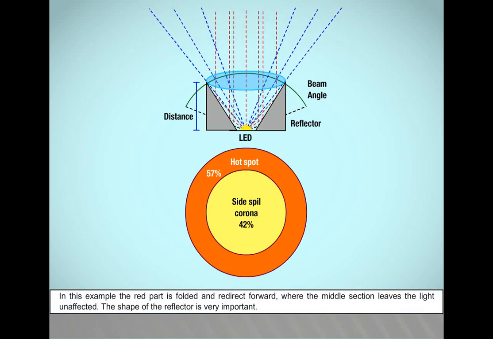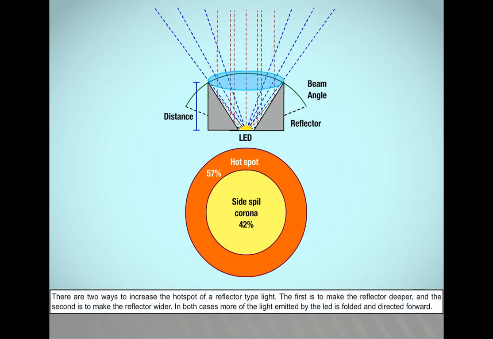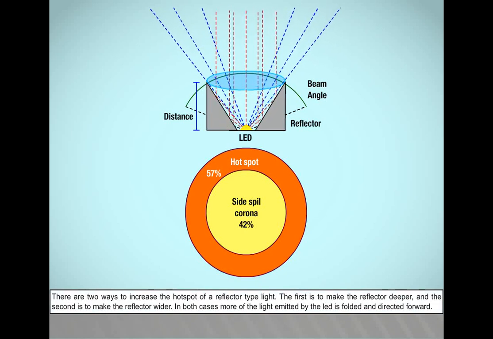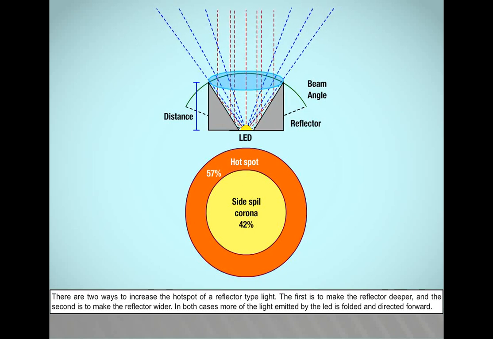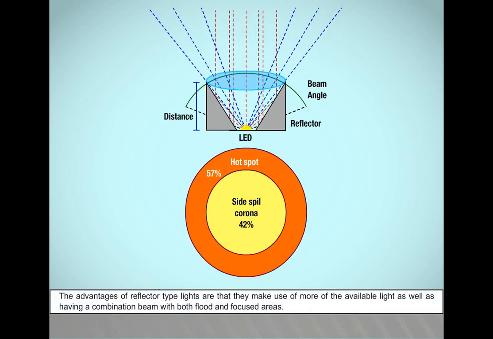The shape of the reflector is very important. There are two ways to increase the hot spot of the reflector type light. The first is to make the reflector deeper, and the second is to make the reflector wider. In both cases, more of the light emitted by the LED is folded and directed forward. The advantages of reflector type lights are that they make use of more of the available light, as well as having a combination beam with both flat and focused areas.